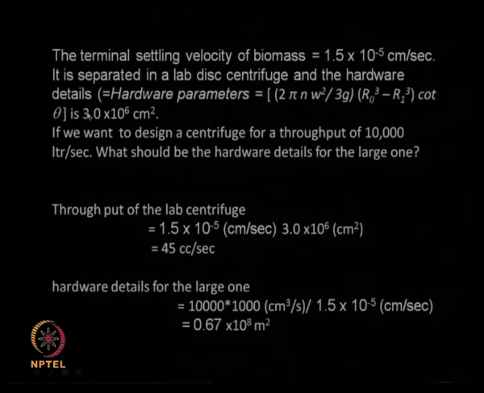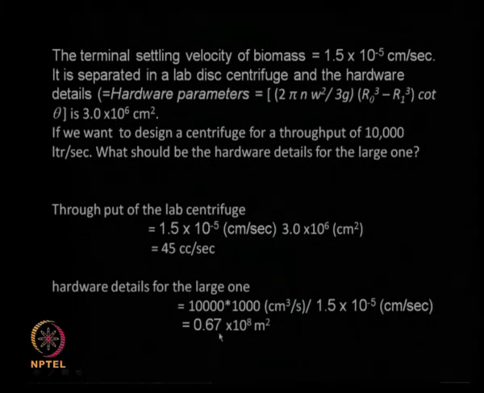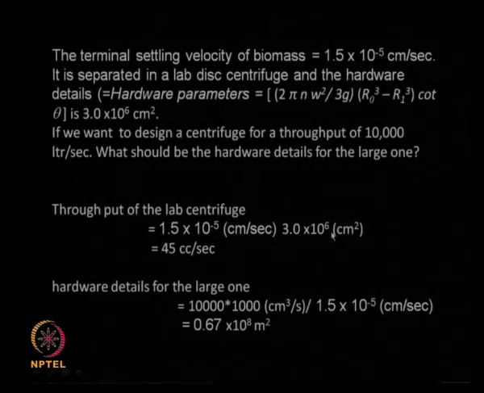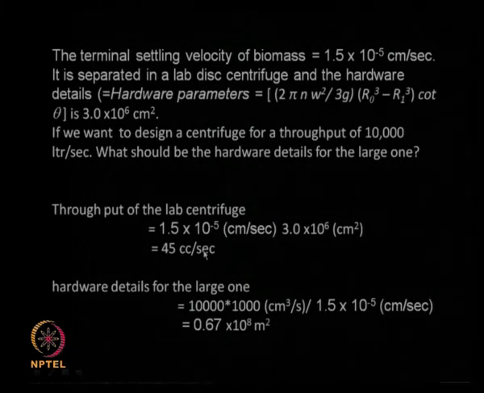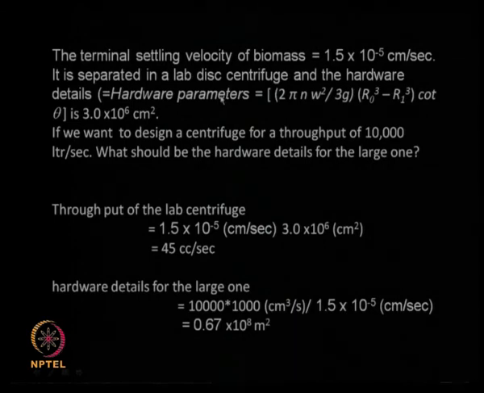So you see this is the hardware details for the small centrifuge, this is the hardware details for the large centrifuge. Now the small centrifuge, what is the throughput? You just have to multiply the terminal settling velocity and the hardware, that means 1.5 into 10 power minus 5 multiplied by 3 into 10 power 6. So you get 45 cc per second. So you are scaling up from 45 cc per second to 10,000 liter per second. You are using the same structured disc centrifuge.